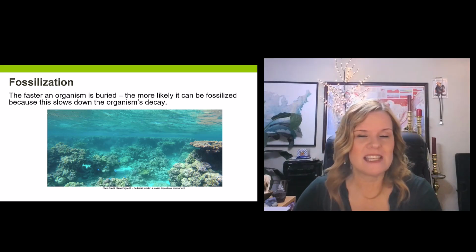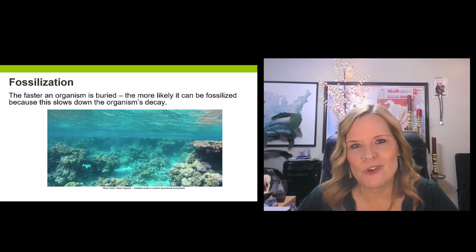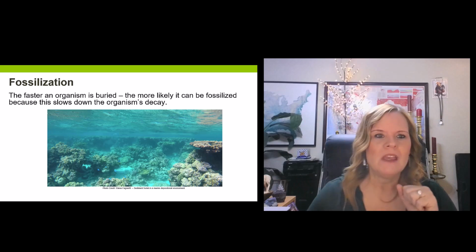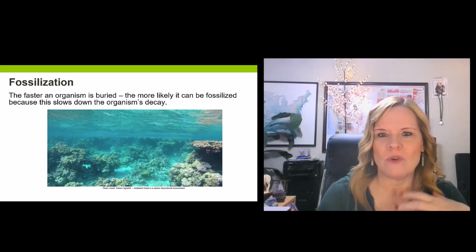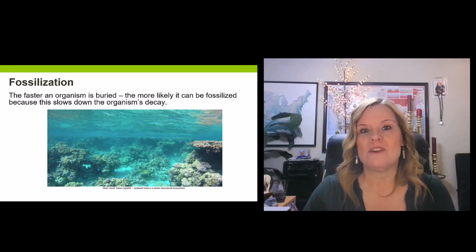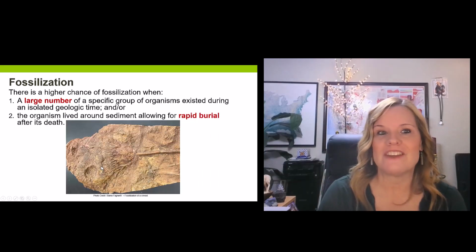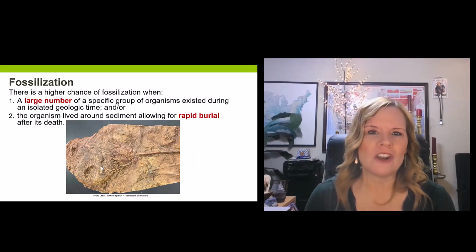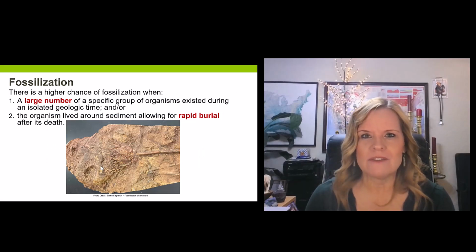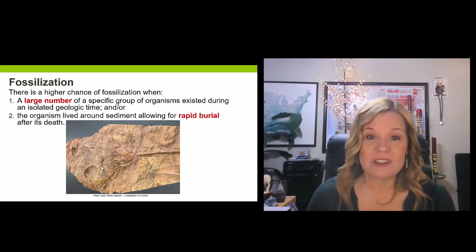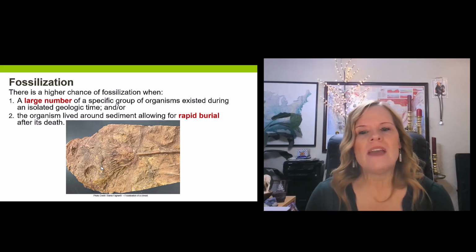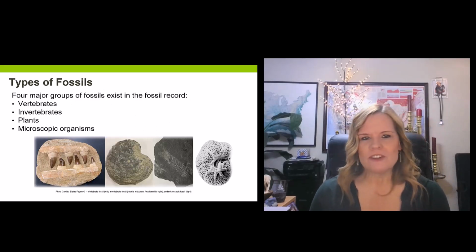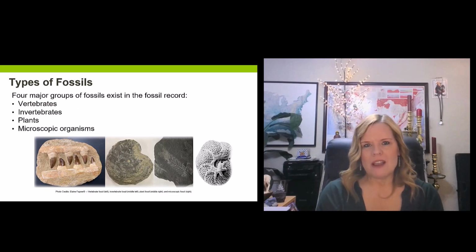If I get that successfully done, the likelihood of preserving any life forms that have died in those rock layers is much higher, because it slows down the ability of that organism to decay and just gets it in a rock layer. So you might get fossilization. There's also a higher chance of fossilization when you get a larger number of groups of animals of the same kinds living during a specific period of time, like an index fossil. And then if they got rapidly buried is another reason. There are different types of groups of fossils that we find in the rock record.